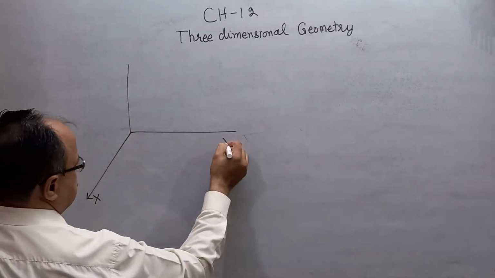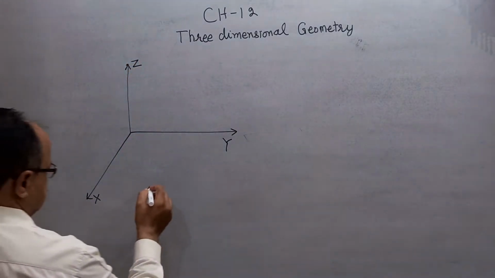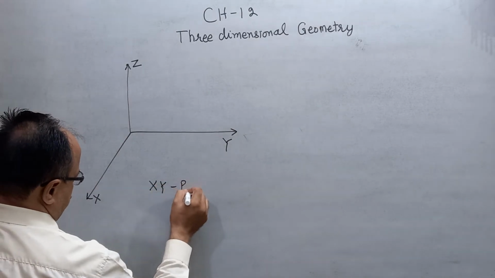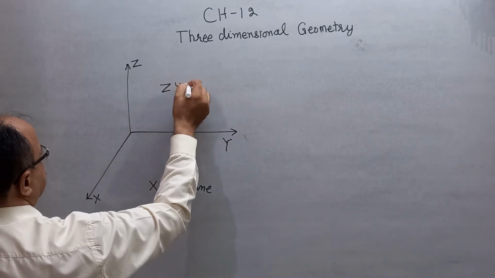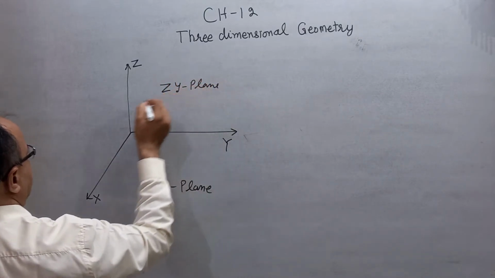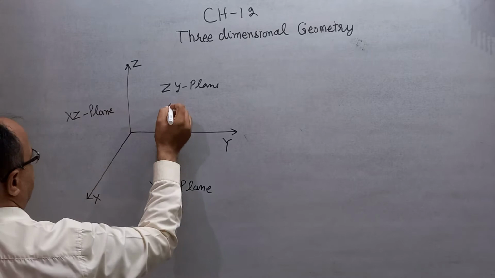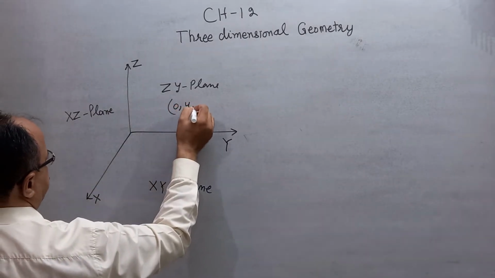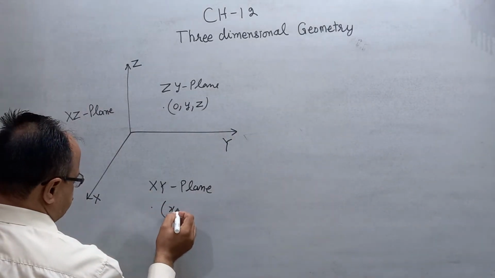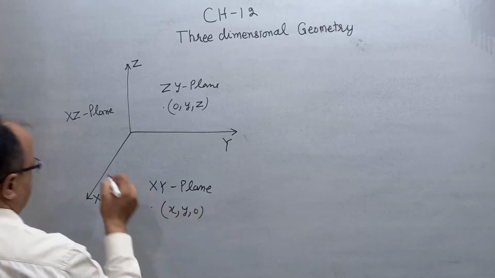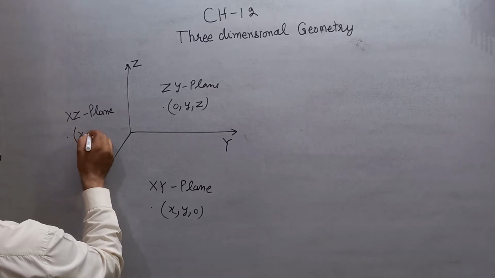You know that this is x-axis, y-axis, and this is z-axis. This is the xy plane, and this is the zy plane, and this is the xz plane. In the YZ plane, the value of x is 0, so the coordinate is 0, y, z. Here, the coordinate of a point in the xy plane is x, y, 0. Here, the coordinate in the xz plane, the value of y is 0, therefore x, 0, z.